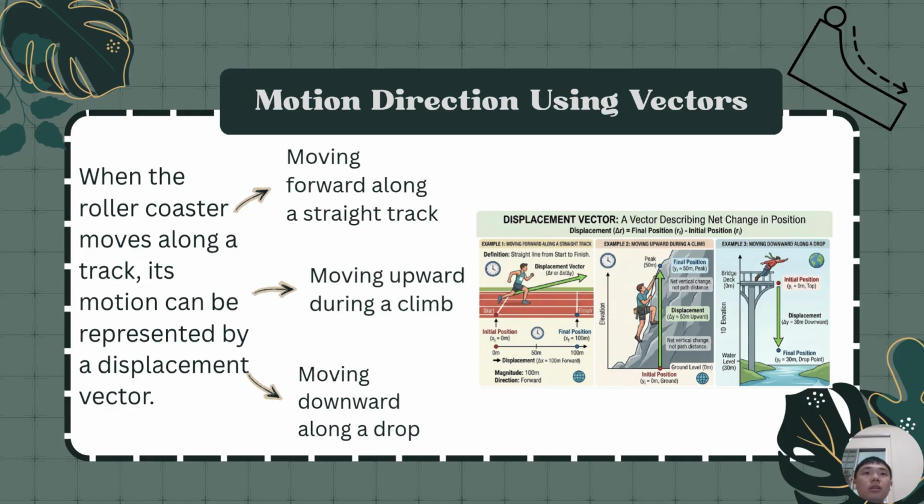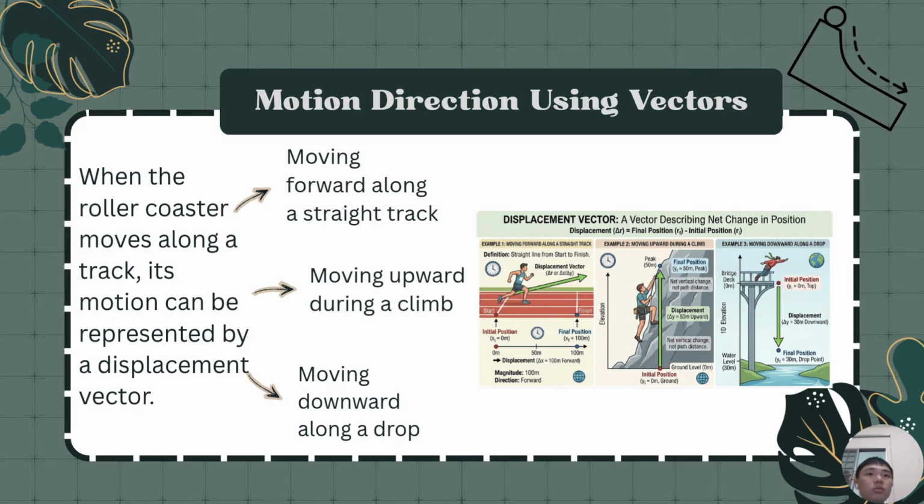For instance, when the roller coaster is moving forward along a straight track, we can represent this motion using a factor pointing forward. This factor shows that the movement is in a straight direction with a certain magnitude, which is the distance traveled.